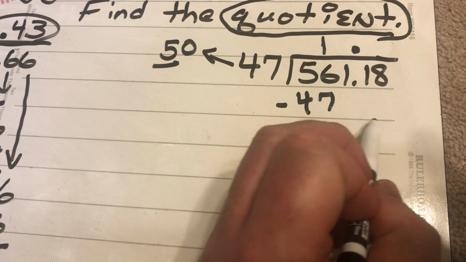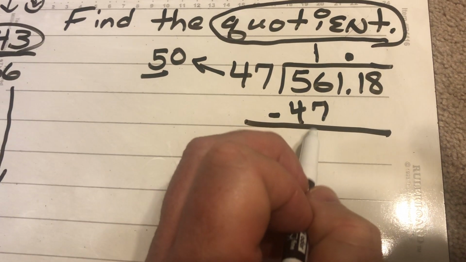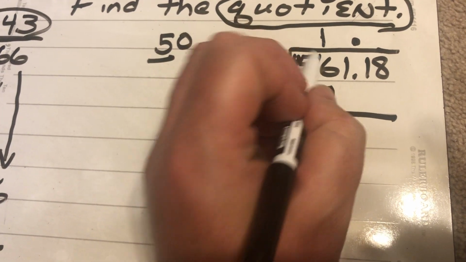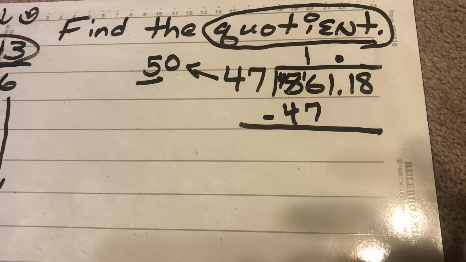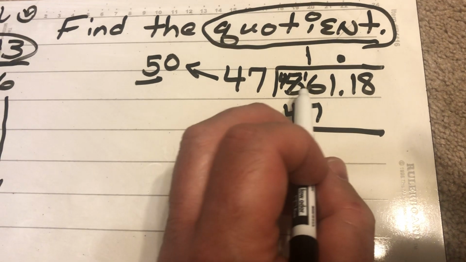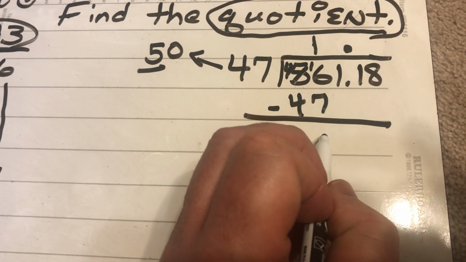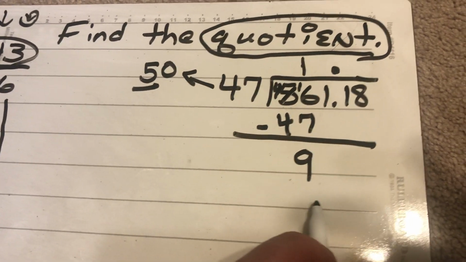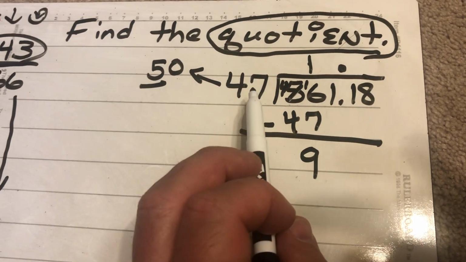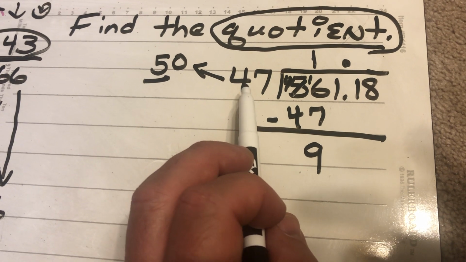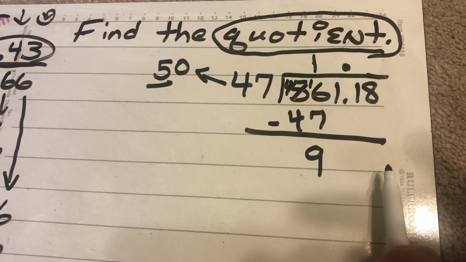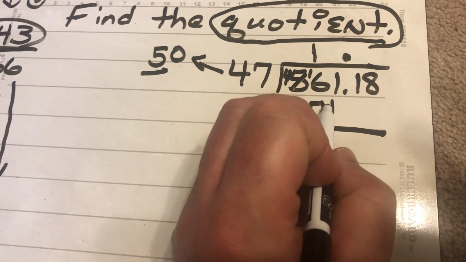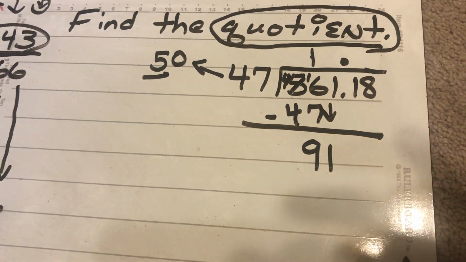Well, 56 minus 47, can't do 6 minus 7, so I'm going to borrow from the 5, make it a 4, make the 6 a 16. All right. And 16 minus 7 is 9. 4 minus 4 is nothing. I like 9 when I end up with 47, because 9 is less than 47. Now it's time to go ahead and bring the 1 down.